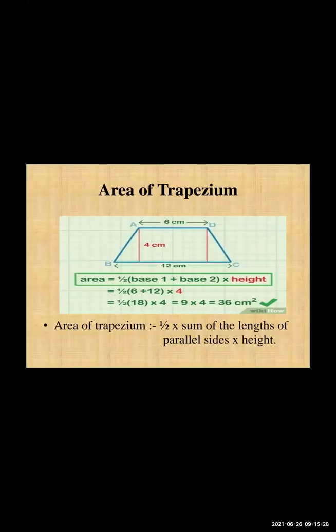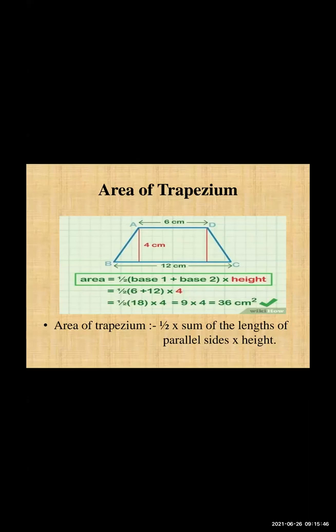Let us see next, that is trapezium. What is trapezium? Out of 4 lines, only 2 lines are parallel. Out of 4 sides, only 2 sides are parallel, then that is called a trapezium. Then how are we going to find out the area of trapezium?